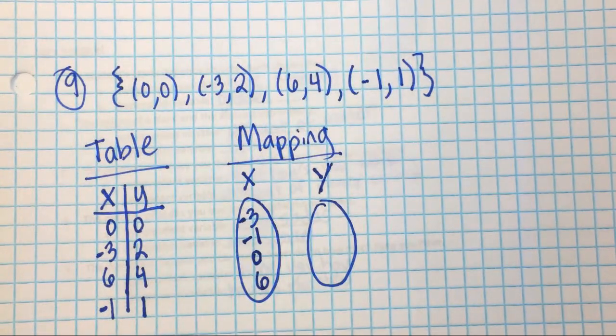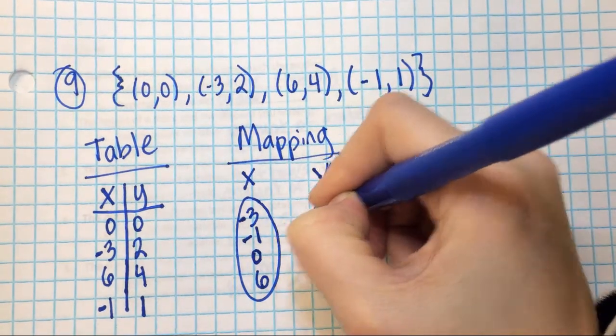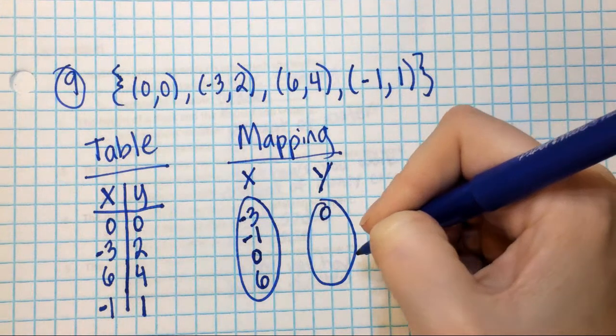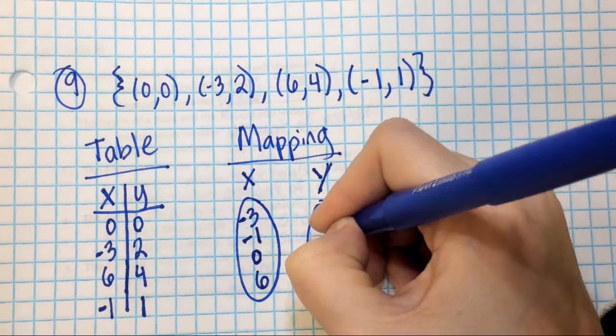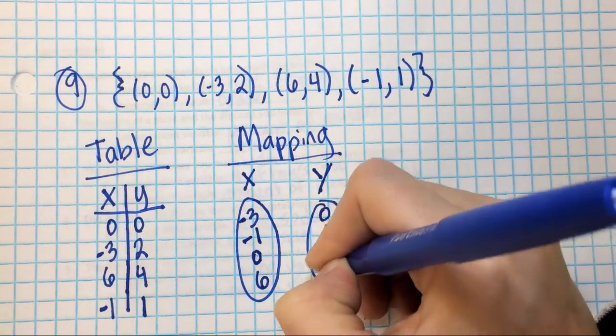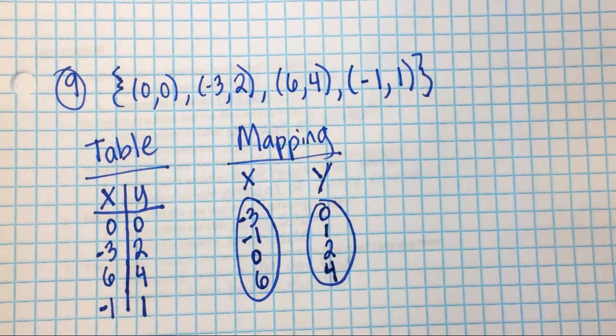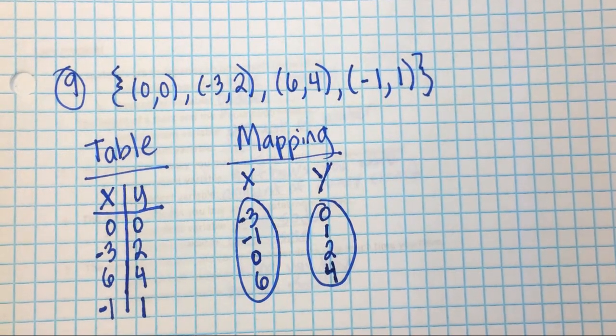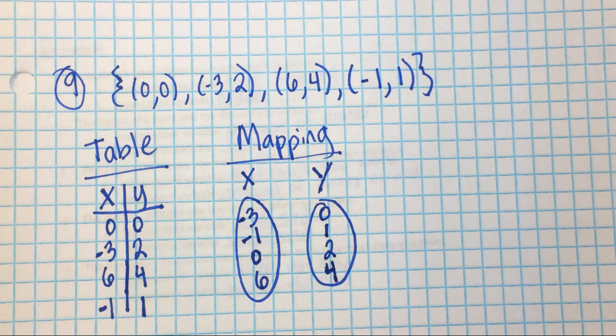So then I'm going to take the Y values and write those from least to greatest. The smallest Y value, 0. Yeah. 1, 2, 4. Hopefully your ovals are a little more symmetrical than mine.